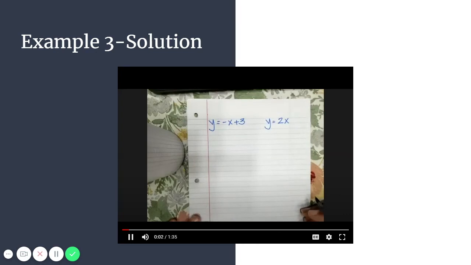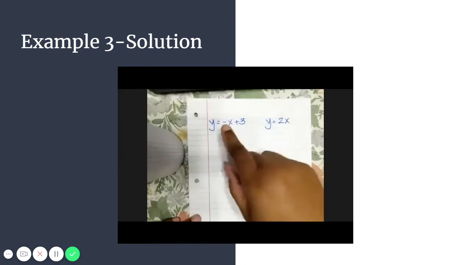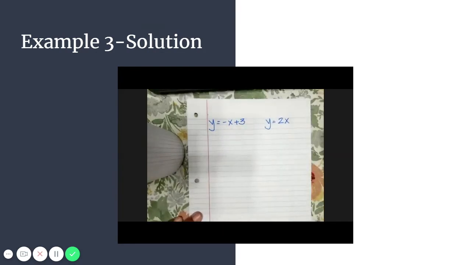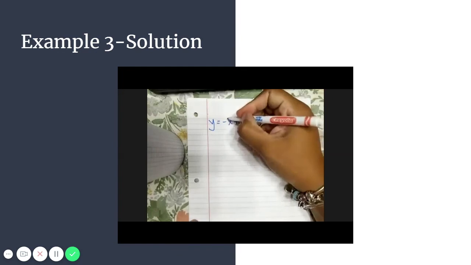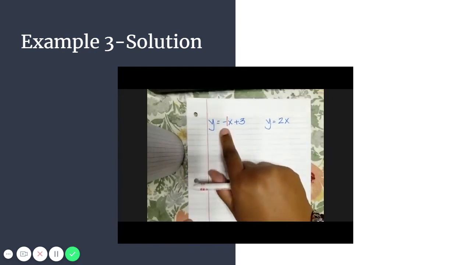Let's look at the solution for example 3. In example 3, we can see here in this first equation that, again, we have a negative sign, but we don't have a number that is visible as our coefficient. So like in the previous example, when there's no number visible, the coefficient is understood to be a 1. In this instance, because we have the negative sign, the coefficient here is actually -1.